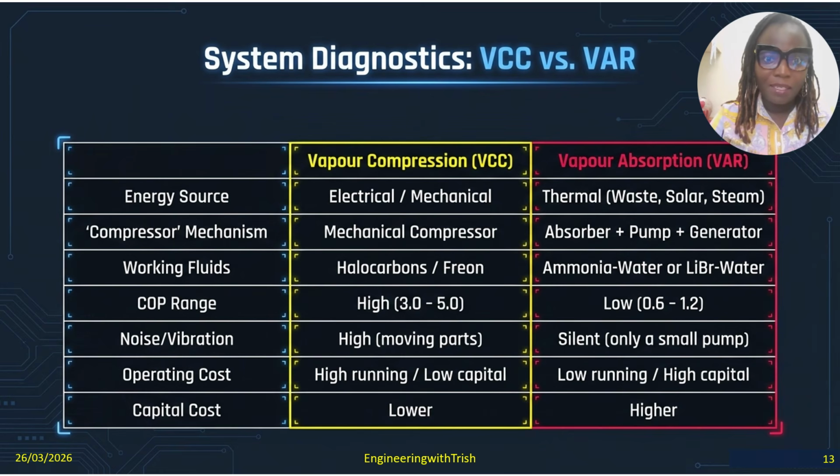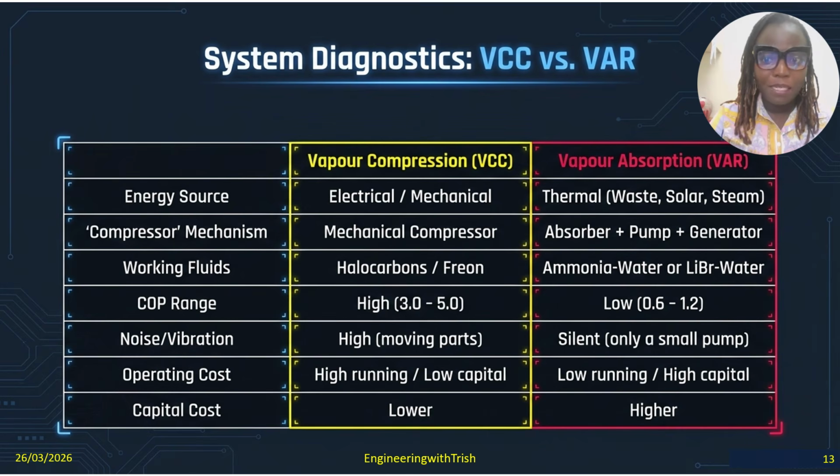So what are we saying? When you compare the vapor compression systems and the vapor absorption refrigeration systems, one, the compression systems use electrical or mechanical energy sources, but the absorption systems are cheap, like we said. So they can use waste heat, solar heat, or even heat from steam. The compression mechanism too is mechanical compression, and then the vapor absorption system, VAR, uses the absorber, the pump, and the generator. The working fluids too, so many of them there. Halocarbons and the freons, I will discuss refrigerants later, so don't worry. For this one, you have the ammonia water and then the lithium bromide water.